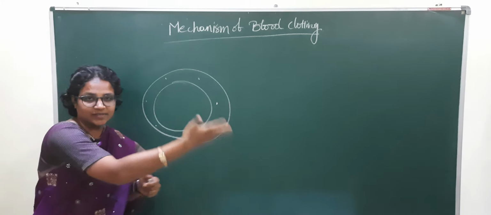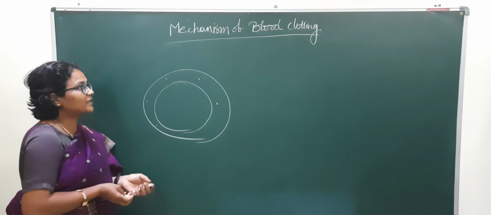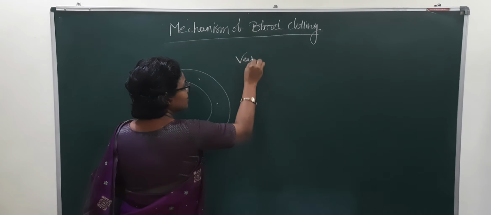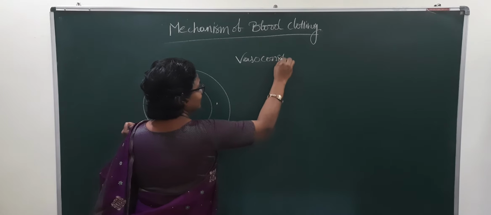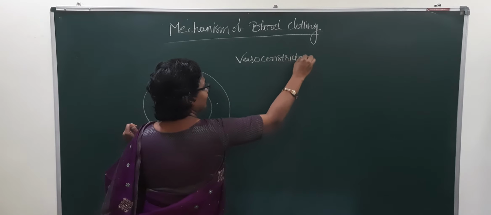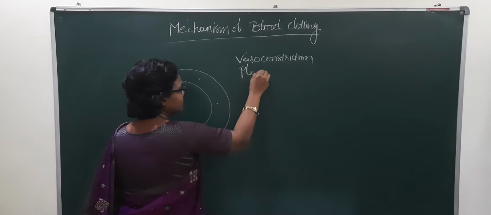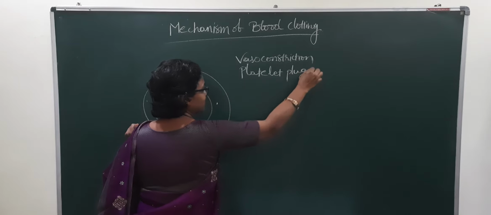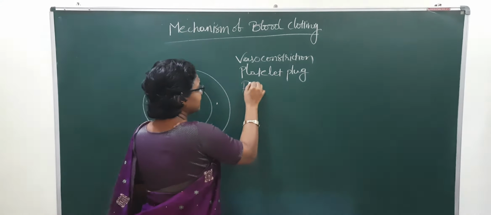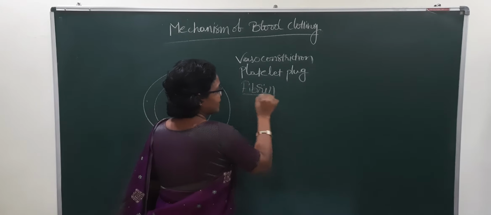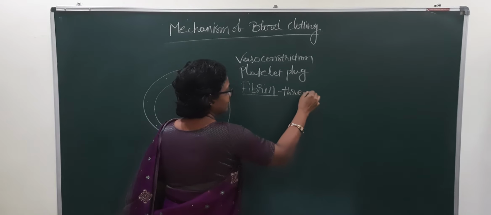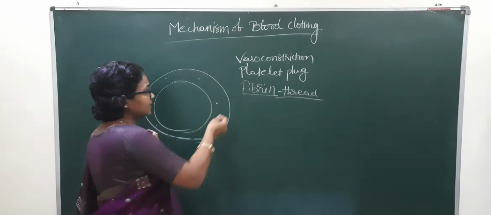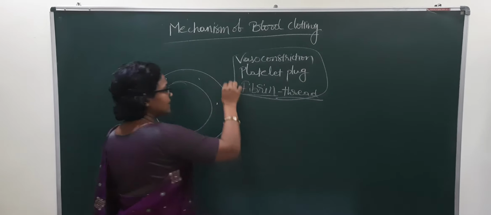Next we will enter into the topic. Here in step 1 there is vasoconstriction, then platelet plug formation, and the fibrin thread, which is useful for stopping the clotting, stopping the oozing of the blood. These are the 3 steps actually.